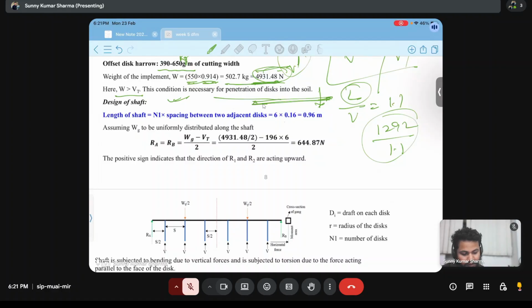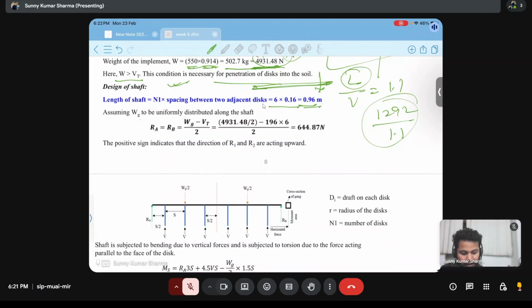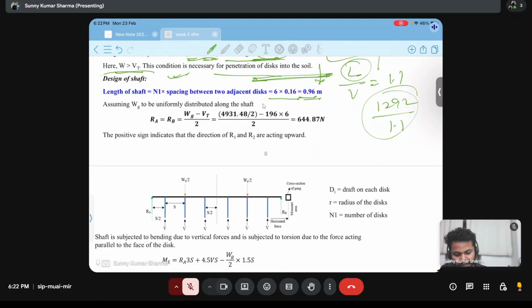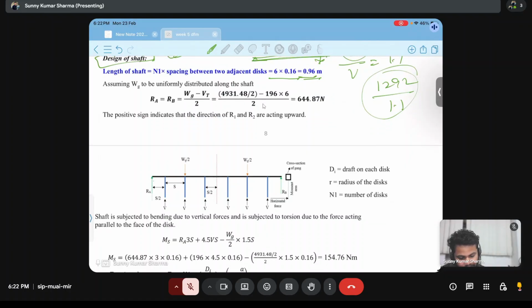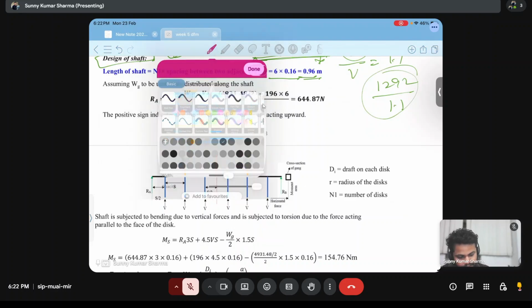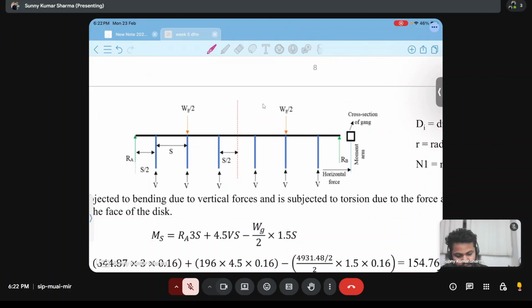Now the length of the shaft we have already calculated, 6 into 0.16, that is 96 centimeter or 0.96 meter. Now how to design the shaft? Many times we have discussed that for designing the shaft we need to know the bending force and the torsion moment acting on the shaft. To know the bending moment, we need to know the normal reaction forces acting on this shaft, denoted by RA and RB.